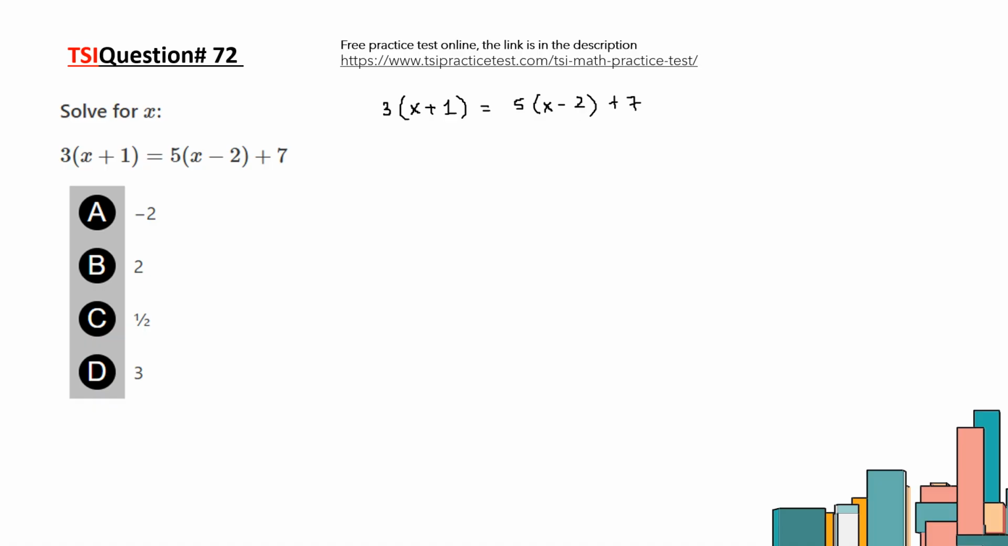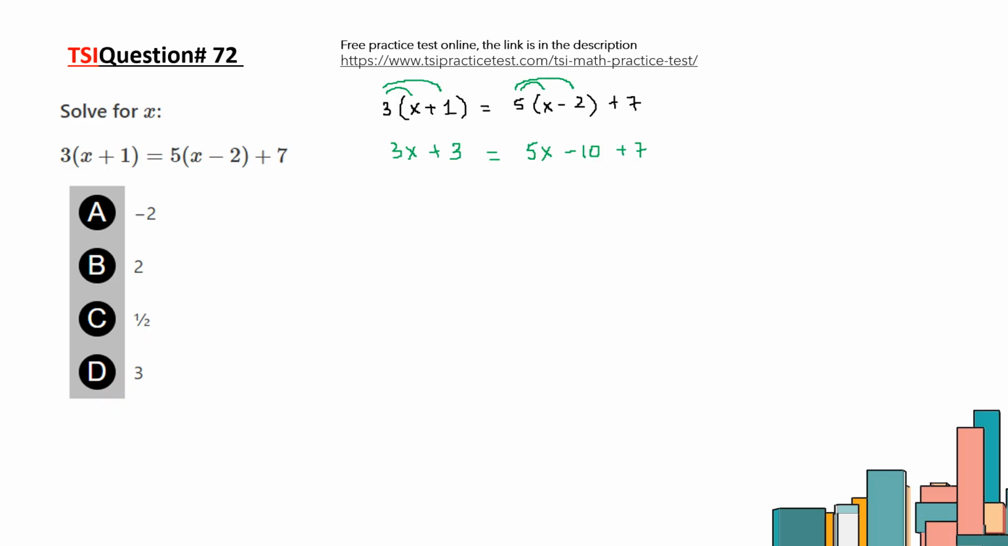Now we distribute. 3 times x is 3x. 3 times 1 is 3. That equals 5 times x, which is 5x. 5 times negative 2 is minus 10. And then the plus 7, we drop it down. We haven't touched the plus 7 yet, right?